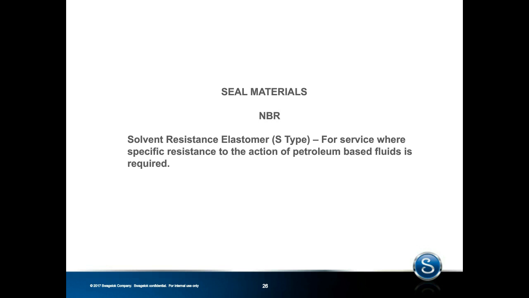HNBR stands for nitrile rubber. You also may hear it referred to as Buna-N. So HNBR, nitrile, and Buna-N are all referring to the same type of elastomer material.